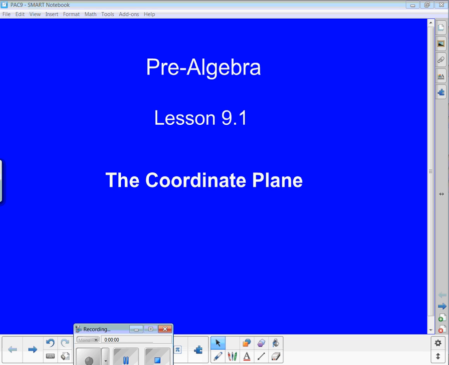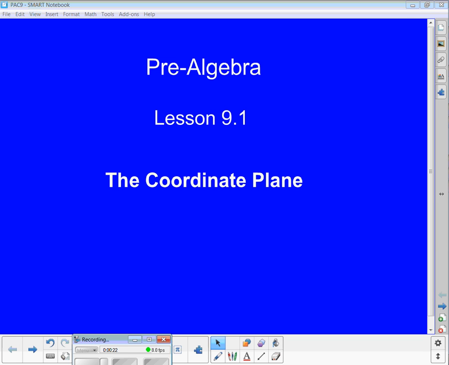Here we go with lesson 9.1, the coordinate plane, and we are ready for our last chapter of the year. And this is actually the last chapter of the book for us. So we would have done every chapter in the book, and that is a blessing. You guys have worked hard, and I appreciate that. And let's see if we can now finish well.